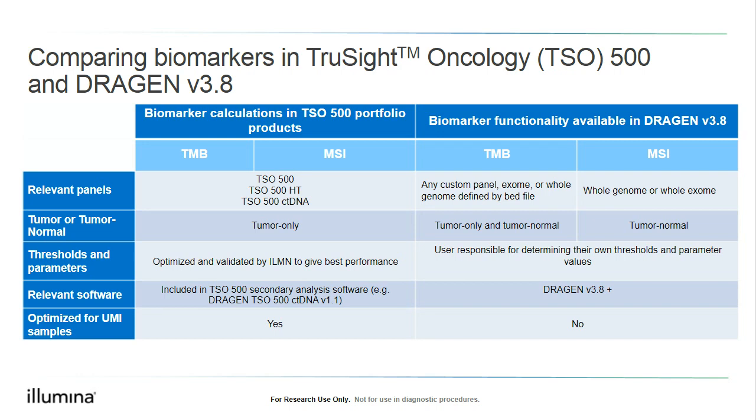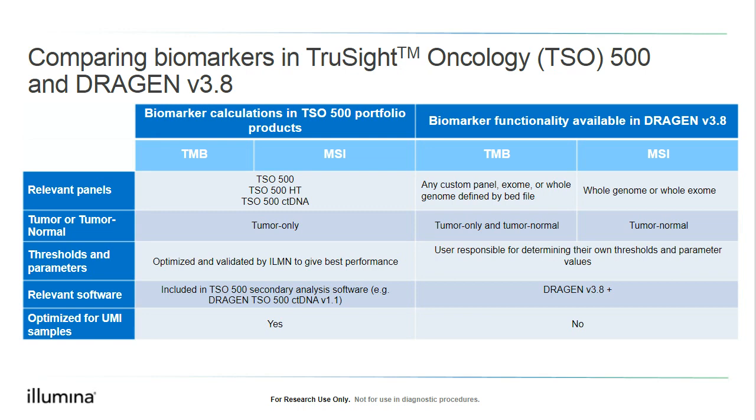The differences are mainly that the TSO 500 is a tumor-only portfolio, whereas the biomarkers that we have in 3.8 give you more flexibility. However, the thresholds and the parameters for TSO 500 have been optimized and validated to give you the best performance, whereas in 3.8, it's the user that is responsible for setting those parameters.